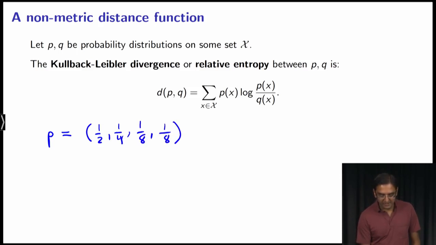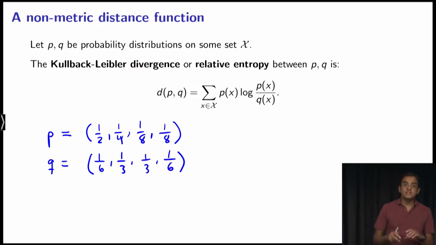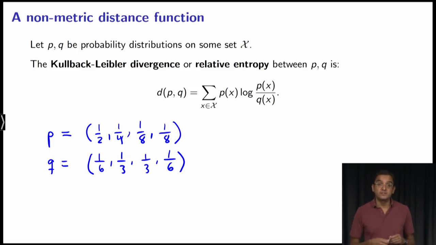It says the probability of outcome 1 is a half, the probability of outcome 2 is a quarter, the probability of outcome 3 is an eighth, the probability of outcome 4 is an eighth. Okay, so it's a bunch of positive numbers that add up to 1. And another probability vector over these 4 outcomes might be a sixth, a third, a third, a sixth. So how do we measure the distance between these two probability distributions?